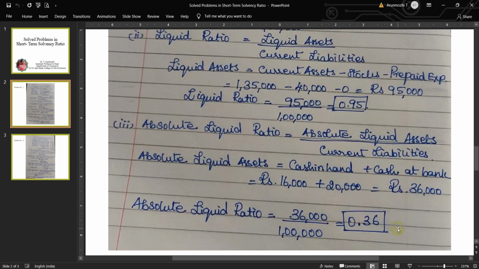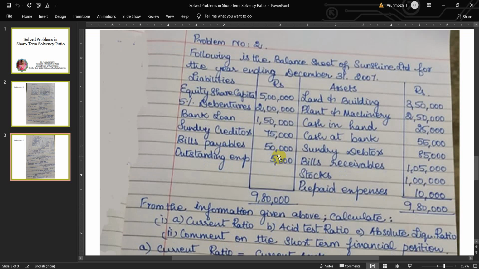Hope you would have understood the sum. This is your short-term solvency ratios. Sometimes the questions can be asked as comment on the financial position. Such type of problems, how are we to do it? I will teach you in the next sum how to comment on the ratios. So I hope you understood this simple problem. Like current ratio, liquid ratio and absolute liquid ratio go as your short-term solvency ratios. Okay, next.